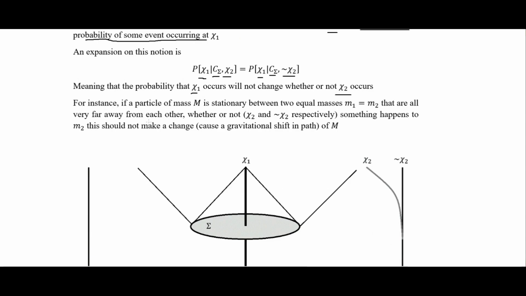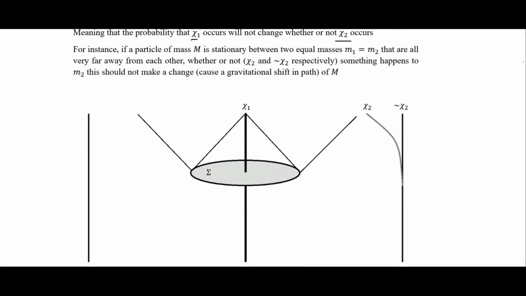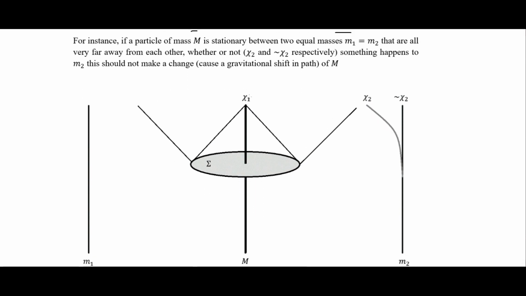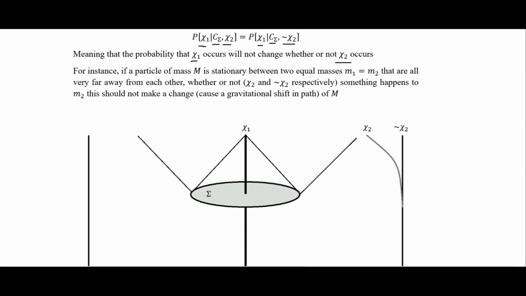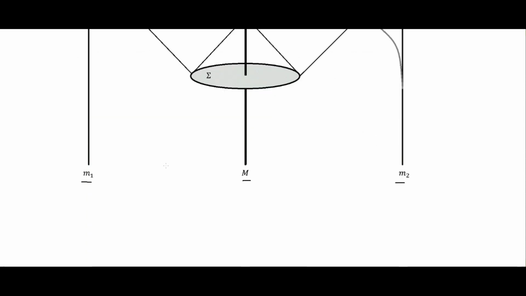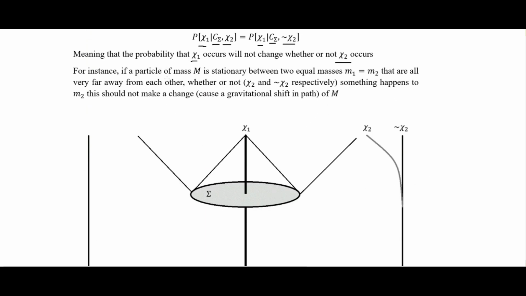So for instance, say we have a particle of mass capital M that is stationary between these two masses, m sub 1 and m sub 2. So we have this m sub 1 and m sub 2, and this is our capital M, and it's equidistant between them. And m sub 1 and m sub 2 are both of equal mass. So this mass M here is stationary between these that are very far away from each other.